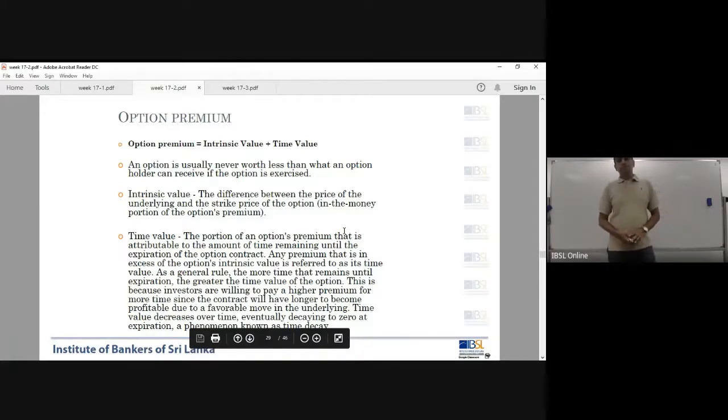Intrinsic value is the difference between the price of the underlying and the strike price of the option. It's the in the money portion of the option. Time value is the value that is attached to an option due to its time period, to maturity, to expiry. Now, the longer the time period, the higher the value of the option. Right? And the time value as it approaches the exercise date or the expiry date reaches 0. It's called time decay.